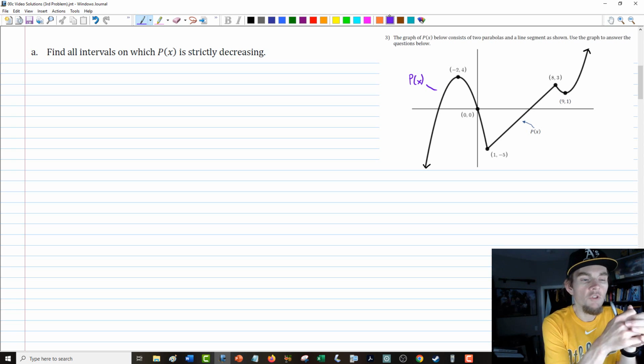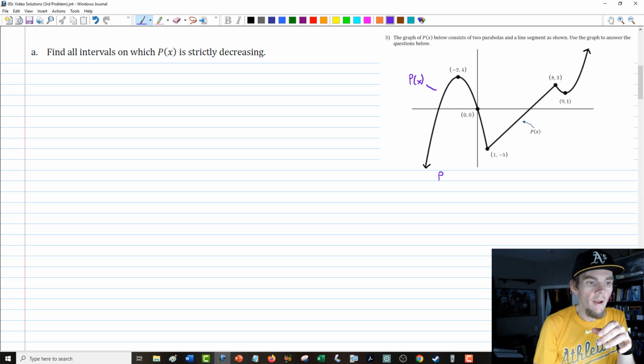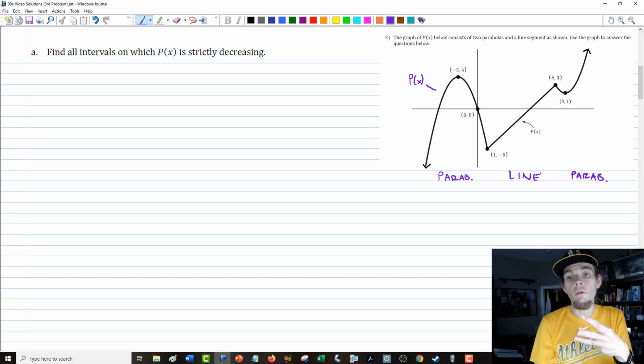So P of x consists of 2 parabolas. That would be a parabola right here. I'm just going to write parab. And then also a parab on the far right side. And then it also features a line segment in the middle. So of course we can see that. So there are 3 separate graphs in here.